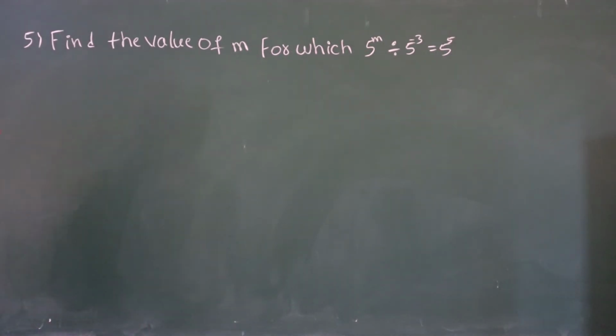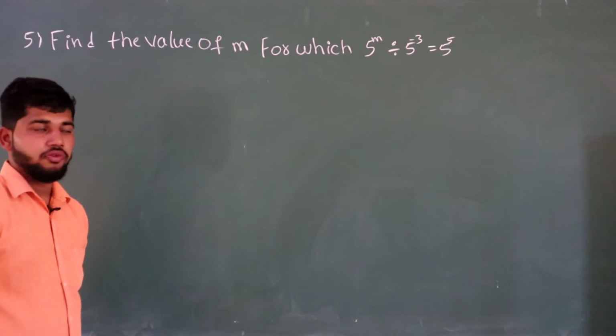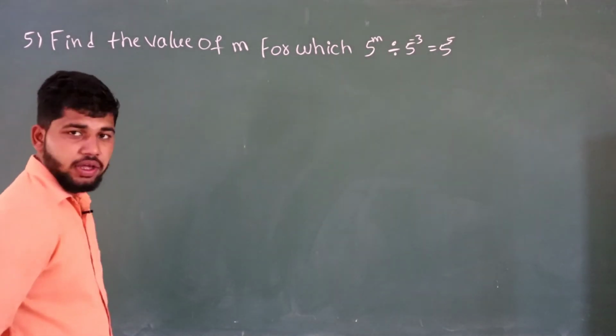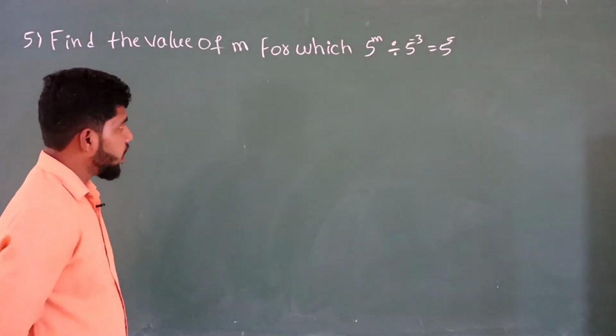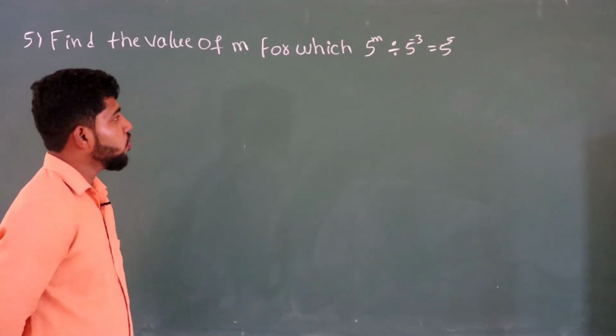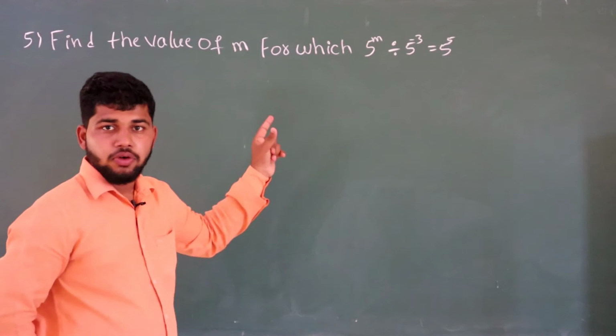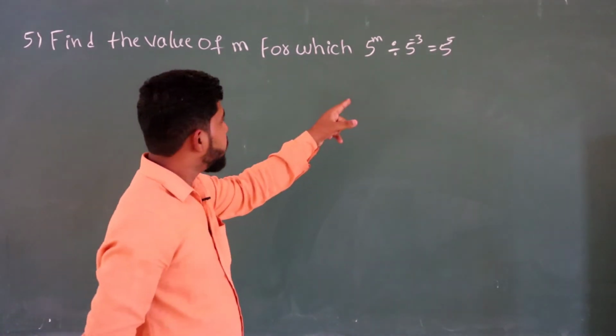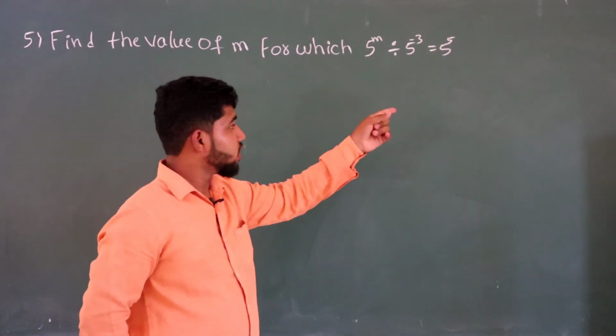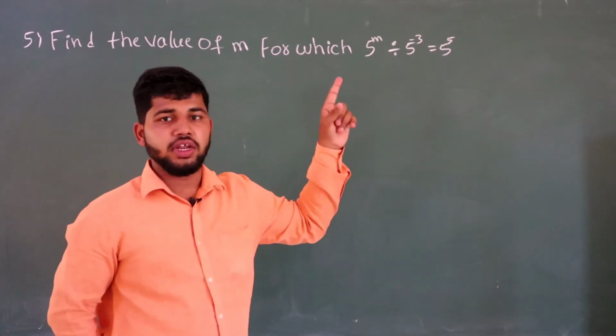Find the value of m for which 5 raised to m divided by 5 raised to minus 3 is equal to 5 raised to 5. What is the question? Find the value of m for which the given equation, 5 raised to m divided by 5 raised to minus 3, is equal to 5 raised to 5.